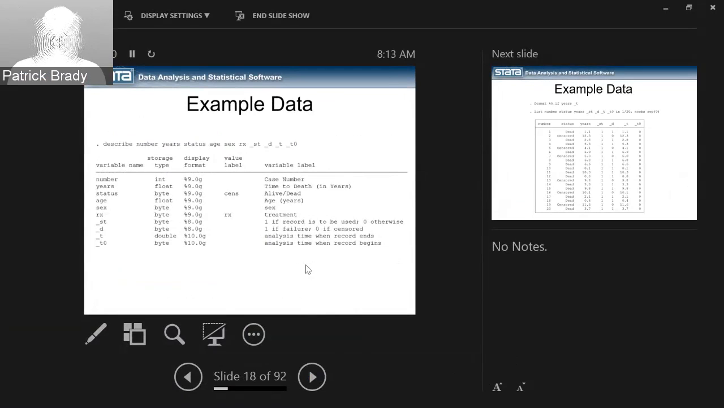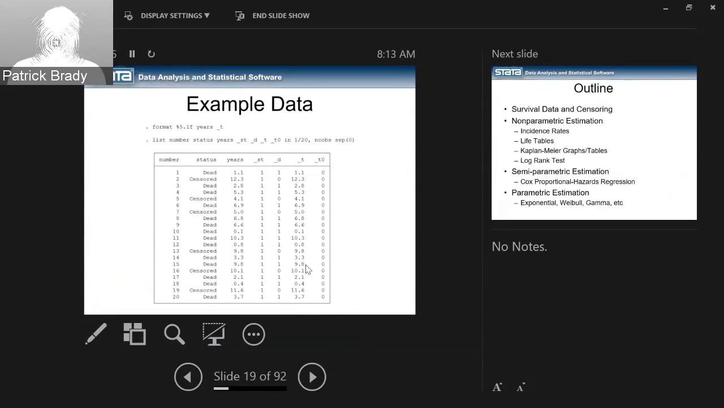It's not going to use your original variable, and I'll show you why in the next hour, because there are some things that make this more complicated. Then _t is the analysis time when the record ends. _t0 is when the record begins, because we need to know when we started watching them and when we stopped. And you can customize all of these things. I don't want to dwell on this too much, but those are the actual variables that Stata will be using to do the calculations.